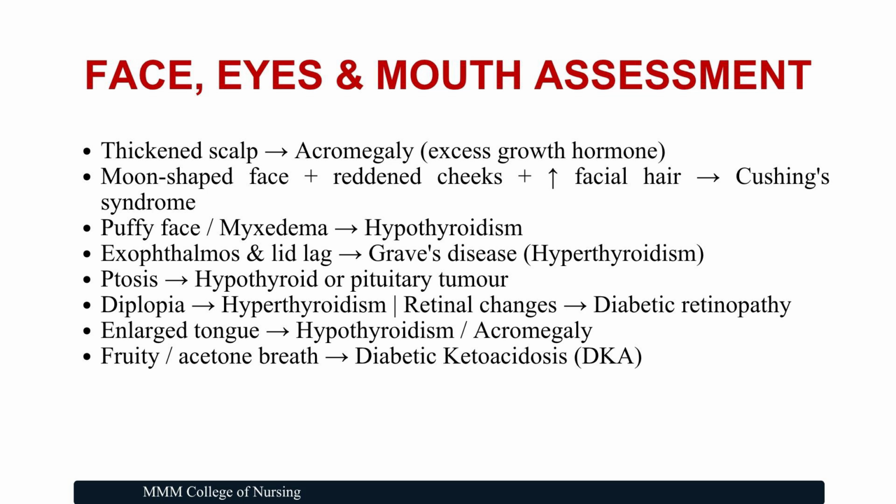So in the mouth, what are all the things we have to check? We have to check the pigmentation, and also mainly an enlarged tongue, which you can see in hypothyroidism. Fruity or acetone breath, if it is there, indicates diabetic ketoacidosis, which is a medical emergency.